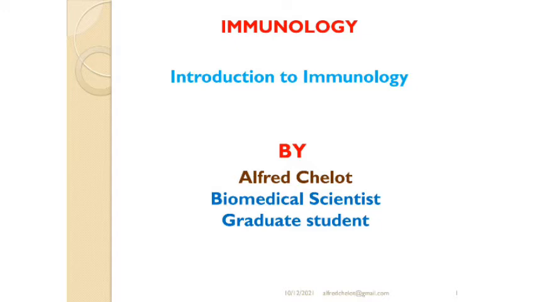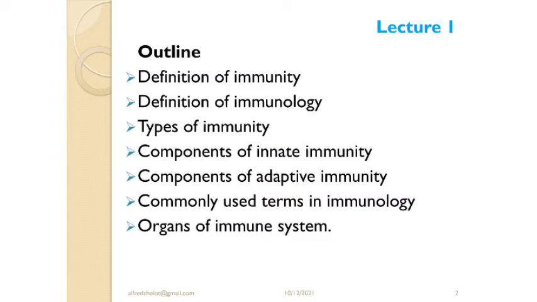So let's begin. In today's lecture we are going to cover an introduction to immunology. Under this section we are going to define what is immunity. We shall also give the definition of immunology, the types of immunity, that is the innate and the adaptive. We shall also discuss the components of innate and adaptive immunity. Then we shall look at terms commonly used in immunology, and lastly we shall discuss briefly the organs of the immune system.